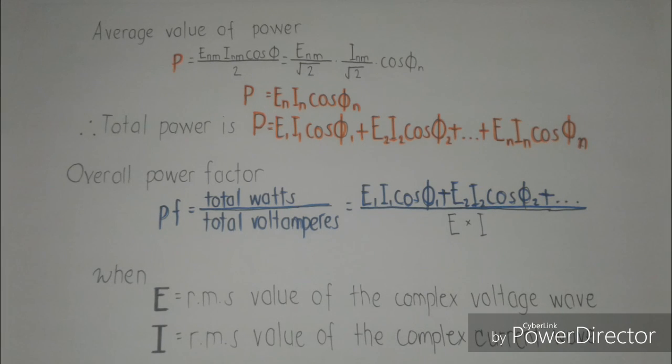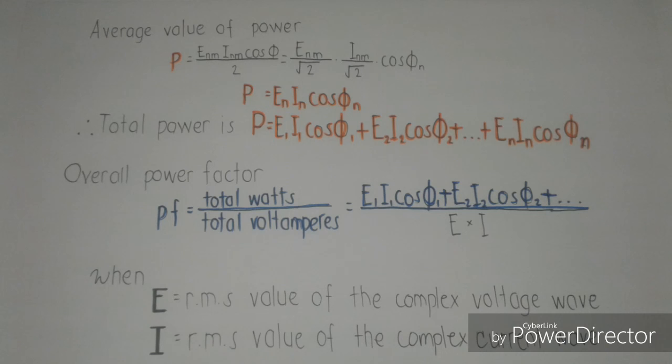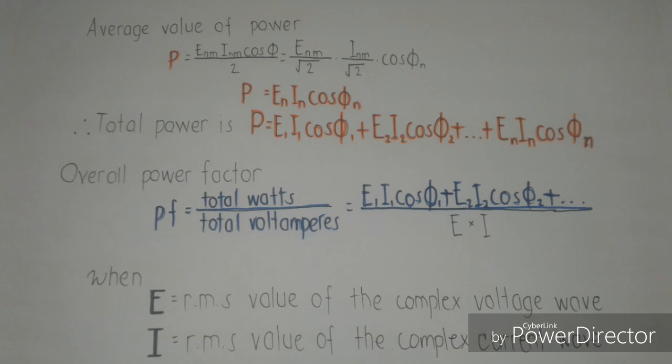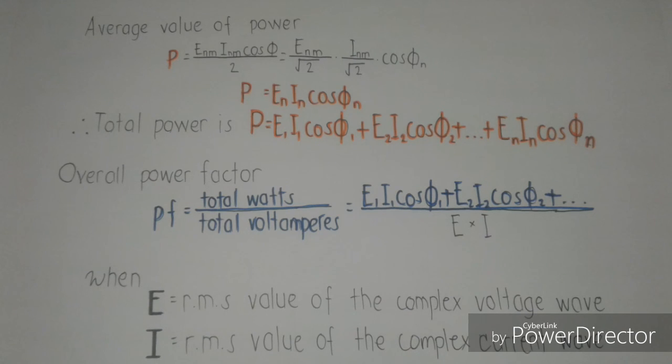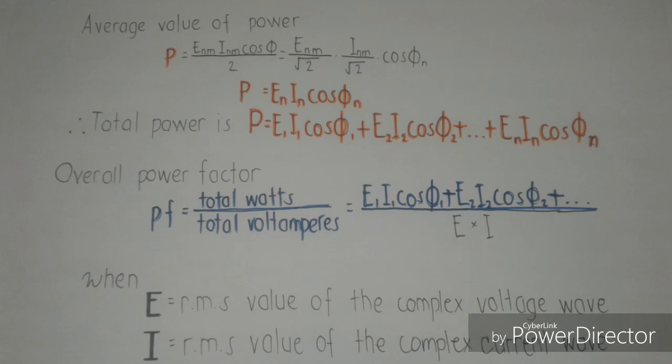Hence, total average power supplied by a complex wave is the sum of the average power supplied by each harmonic component acting independently. And the overall power factor is given by PF equals total watts over total volt amperes, where E, mainly the voltage, equals the RMS value of the complex voltage wave, and I, current, equals the RMS value of the complex current wave.